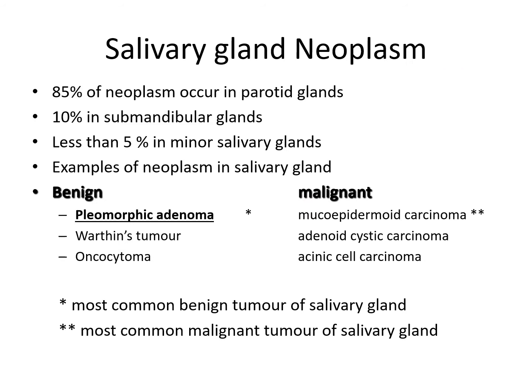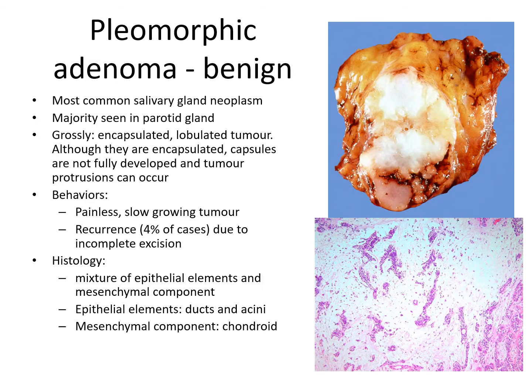Most of the neoplasm of the salivary gland occurs in the parotid glands, and then about 10% in submandibular glands, and others are in the minor salivary glands. An example of a benign neoplasm in the salivary gland is pleomorphic adenoma, which is the most common benign tumor of the salivary gland. The example for the malignant neoplasm in salivary gland is mucoepidermoid carcinoma, which is the most common malignant tumor of the salivary gland.